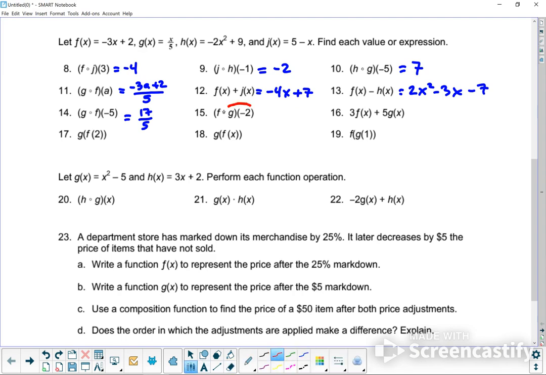Okay, next one, g with negative 2 in there. So there's my function g. I'm going to put negative 2 in here. So it's going to be g with negative 2 in there. It gives you negative 2/5. And you're going to put that into f. So you put negative 2/5, or the negative 3 times negative 2/5.